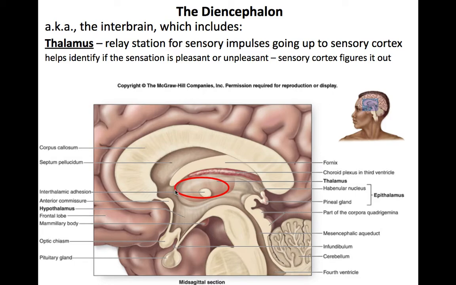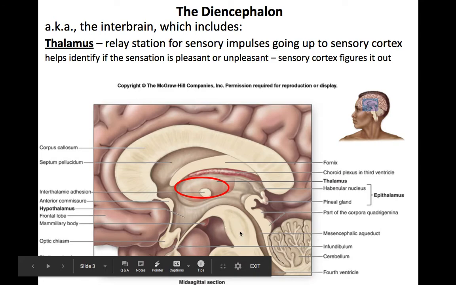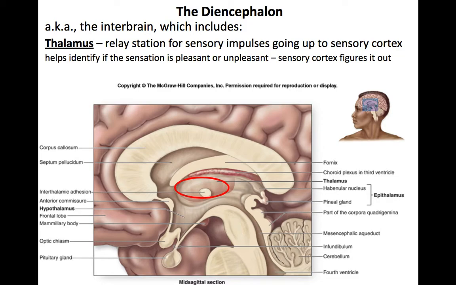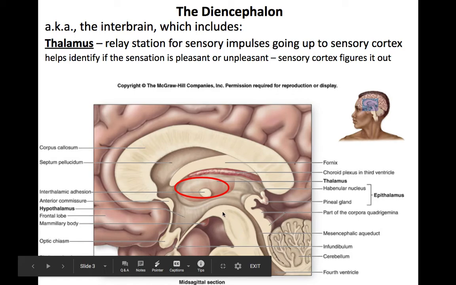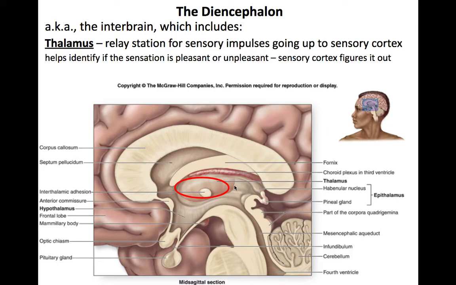So what does the thalamus do? It's the relay station for sensory impulses that are going up to the sensory cortex. Let's say that you touch something rough, like you rubbed your hand along a patch of concrete. The sensory neurons send action potentials up your arm to your spine, and then those action potentials get sent to the thalamus, and the thalamus is going to determine where the signal goes from there.